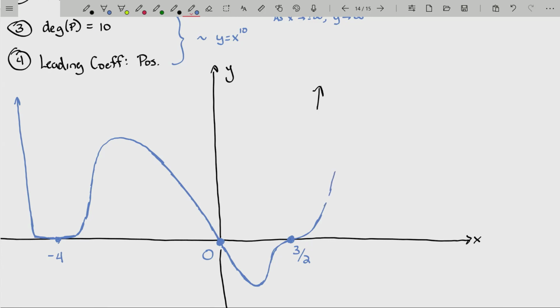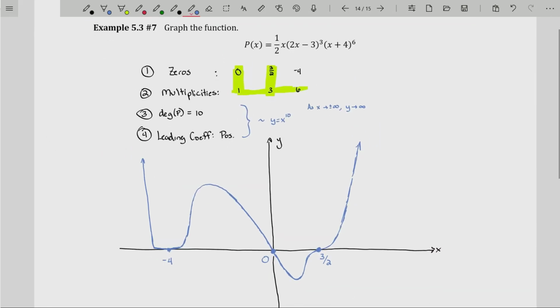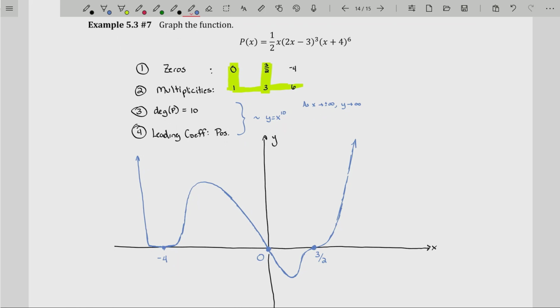Now, don't worry about me missing that up arrow. That's totally okay. There's no way I could have hit that up arrow and kept it a function. So you get to erase that. It still has the same look. That is a graph of p of x is equal to 1/2 x times the quantity 2x minus 3, quantity cubed, times the quantity x plus 4, quantity to the 6th.